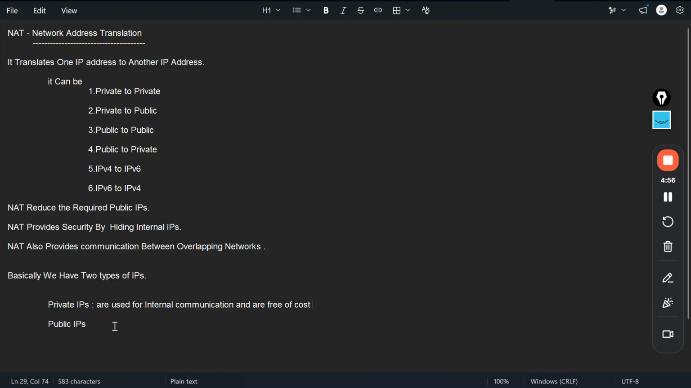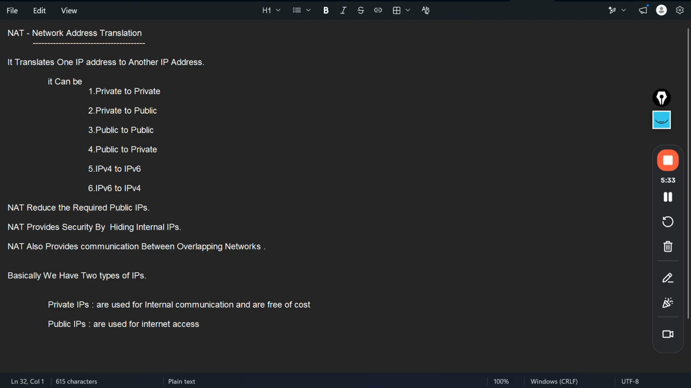And the public IPs are used for internet access. If you want to access any internet server, we should have a public IP. Without a public IP, we cannot access public servers like Facebook, Google, YouTube. Whenever we take an internet connection from any ISP, we will get a public IP. Actually, we are paying money for public IPs.